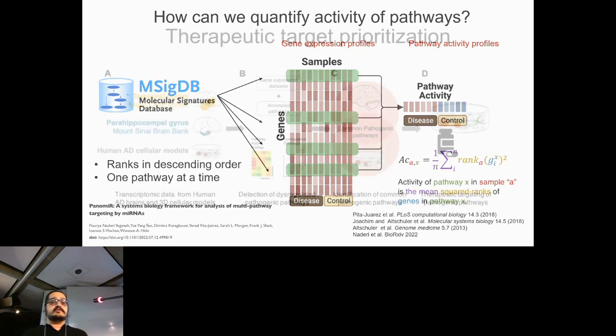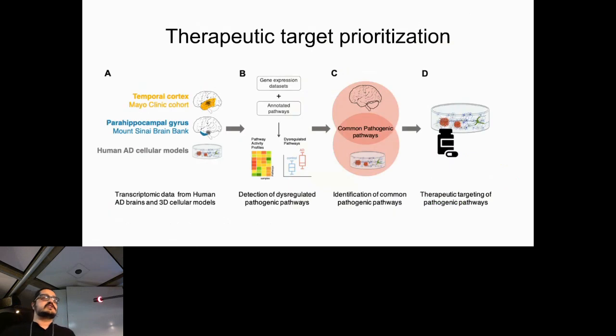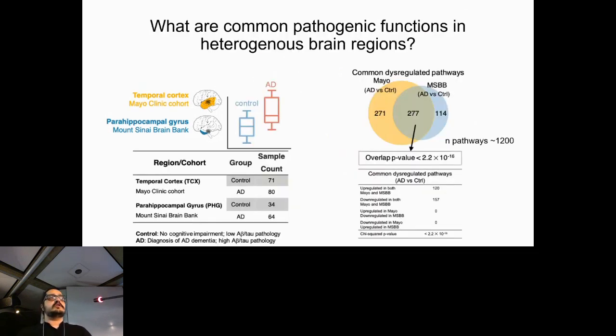We can take different brain regions and cellular models. We can treat pathway activity profiles the same way we treat gene expression profiles and do quantitative approaches, linear models, compare them between cases and controls, and find similar pathways with similar dysregulation between model systems and human brains. So one of these questions immediately is to understand what the common pathogenic functions are in different brain regions.